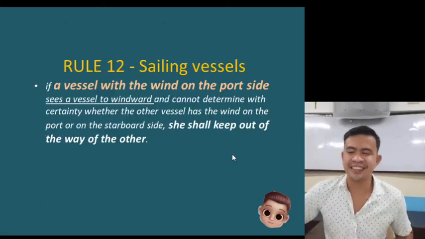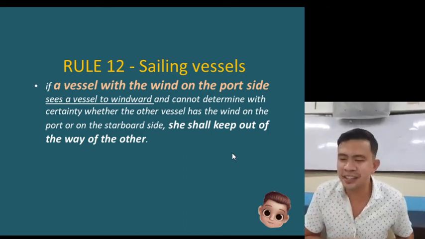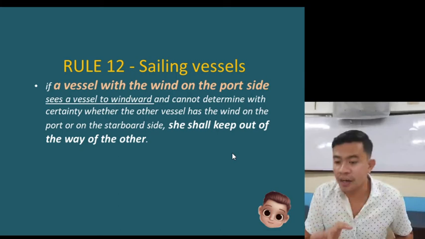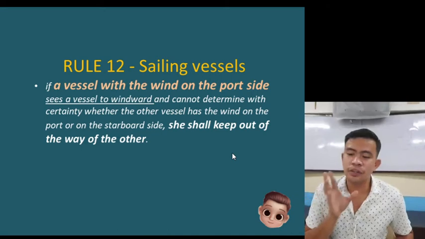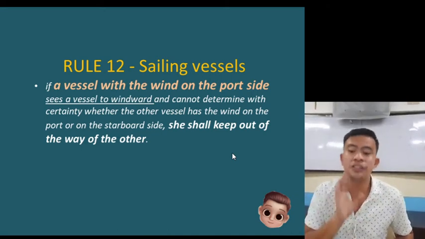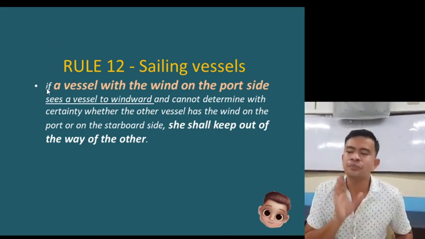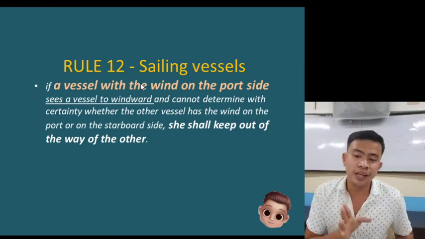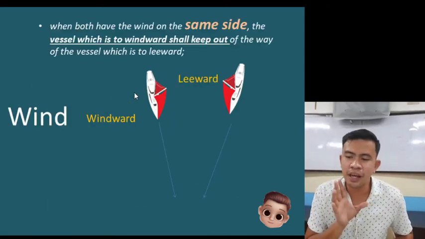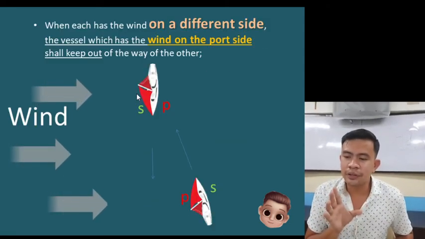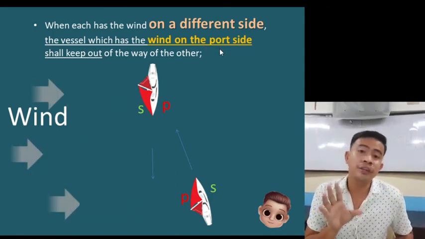No? Rule 12 natin also says that if a vessel with the wind on the port side sees a vessel to windward and cannot determine with certainty whether the other vessel has the wind on the port side or on the starboard side, she should keep clear of the other, keep out of the way of the other. Now take note, a vessel with the wind on the port side. Now, it's like you're going back to the rule kanina natin na isa, wherein if your ship is on a different side, then you need to alter course. No, if you have the wind on the port side.